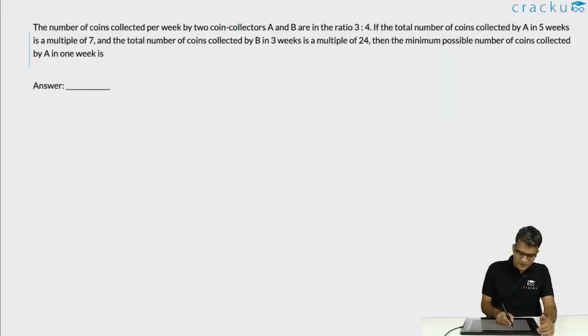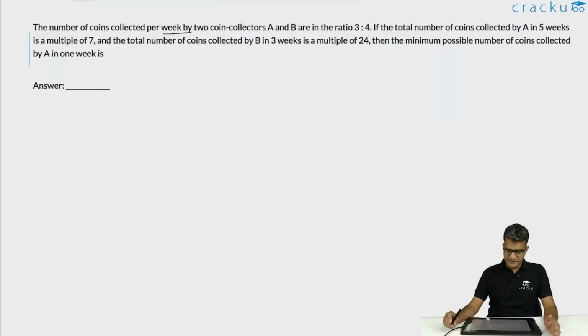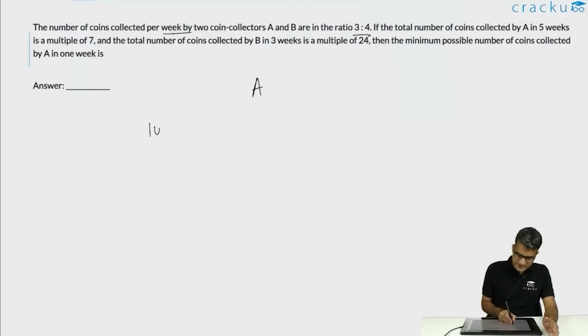In this question, we are told that the number of coins that are collected per week by two collectors A and B are in the ratio 3:4. So we have in 1 week, the number of coins that are collected by A and B are in the ratio 3:4. So A would be say 3x, B would be 4x.